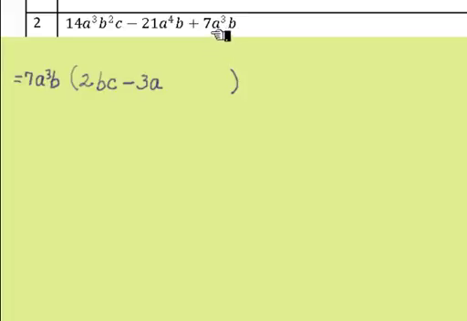All right, let's look at the third term. We pulled out 7, we pulled out a cubed, we pulled out b. So this is important. We're left with factor 1. Don't forget that 1. If you don't include the 1, then when you multiply back, you won't get that third term, 7a cubed b. We only get that third term because of the 1 that's right there.